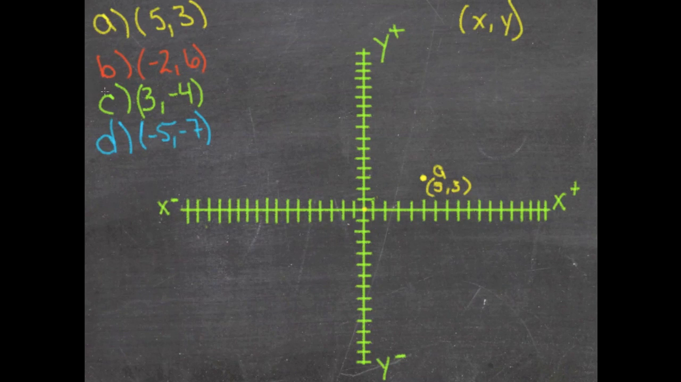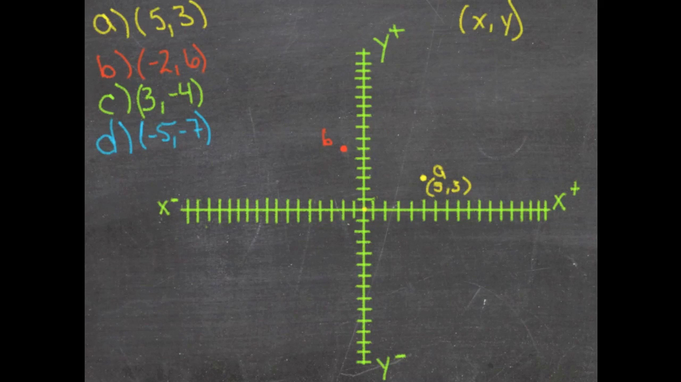Okay, point B. Point B is -2, 6. And again, we have x, y. So our x value is going to be negative, so we're going to go back 2. Our y value is still positive, so we'll go up 6. 1, 2, 3, 4, 5, 6. So we'll have a point right here. This will be point B. I just won't put the coordinates on there. We can look them up over here.